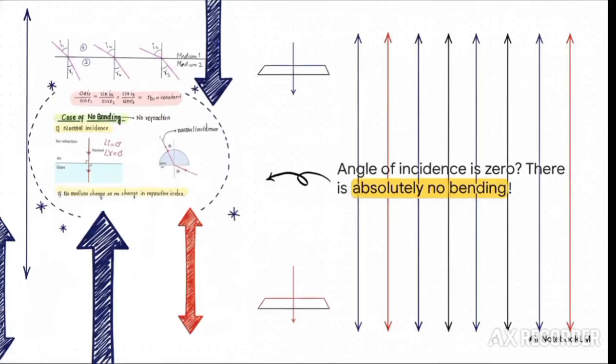Okay, before we wrap up, let's highlight a really surprising edge case. We said refraction is bending, right? But what if the light ray hits the new medium perfectly straight on, right down that normal line? Well, in this case, the angle of incidence is exactly 0 degrees. And because of that, there is absolutely no bending. The ray passes straight through to the other side, completely undeviated. Kind of a cool exception to the rule.